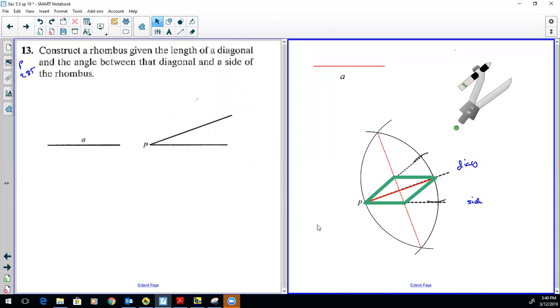Okay, make sure you understand this because there's a problem on the test where you have to do a construction something like this. And that's all I have from this section. I think it's a pretty straightforward section.